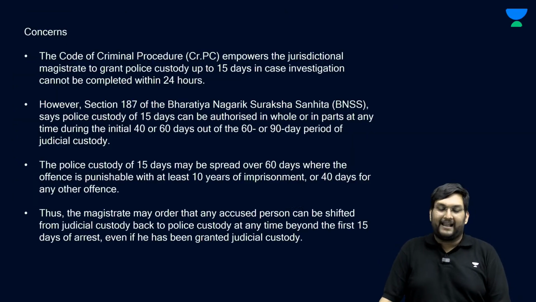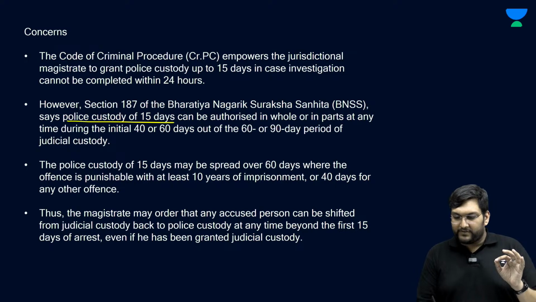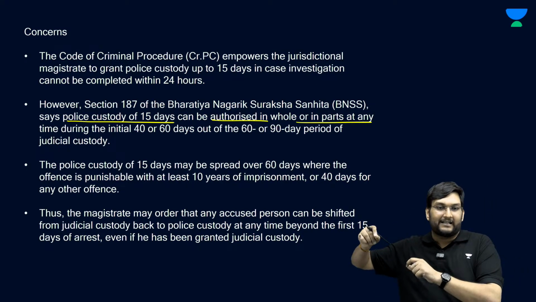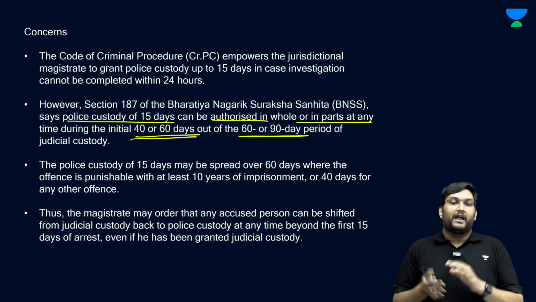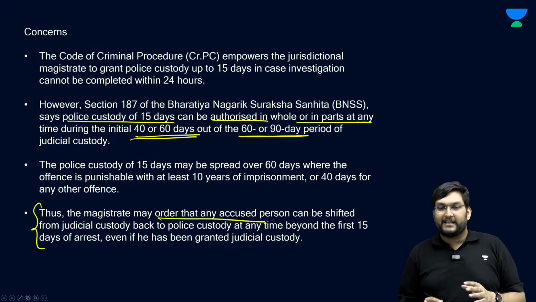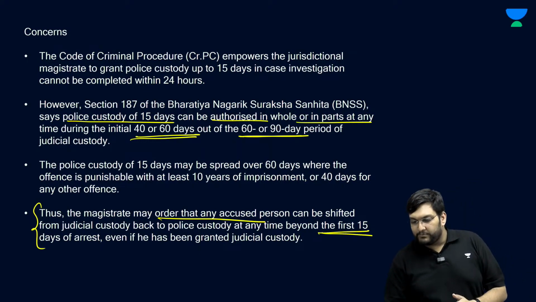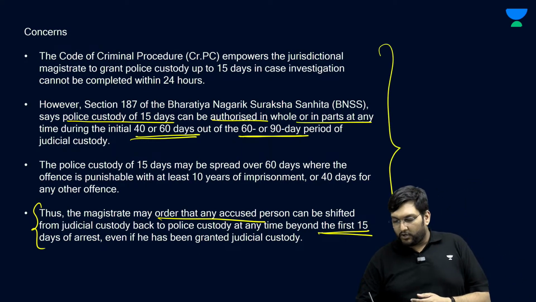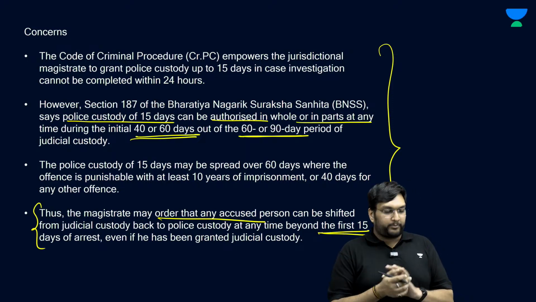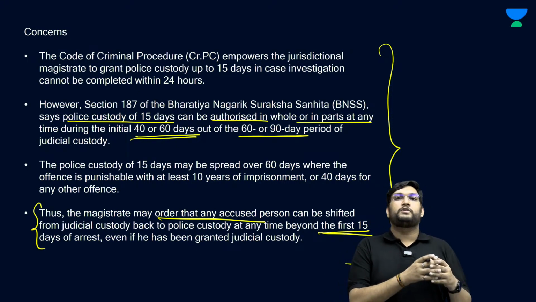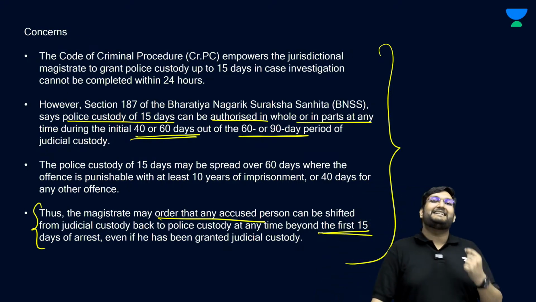This is what a lot of different activists have pointed out, that under Section 187 of the BNSS, the police custody of 15 days can be authorized in whole or in part at any time during the 40 to 60 days or 60 to 90 days period of judicial custody. And thus, the magistrate can order any accused person to be shifted from judicial to police custody any time beyond the first 15 days. This is where a lot of legal activists are saying that this will be misused by the police, and the police will get a proper way of harassing the person who is being convicted or is on trial, and therefore this is something which needs to be amended.